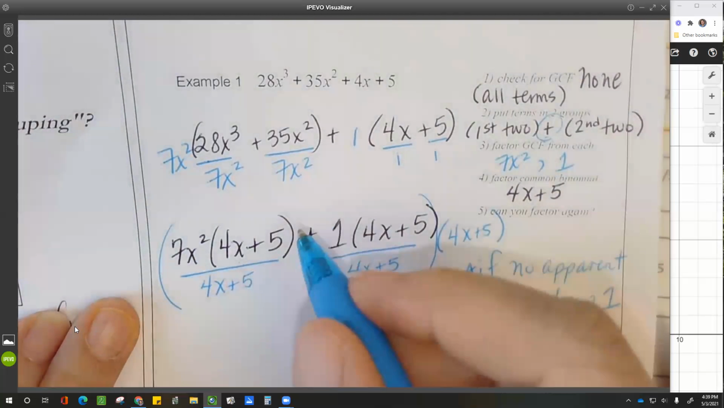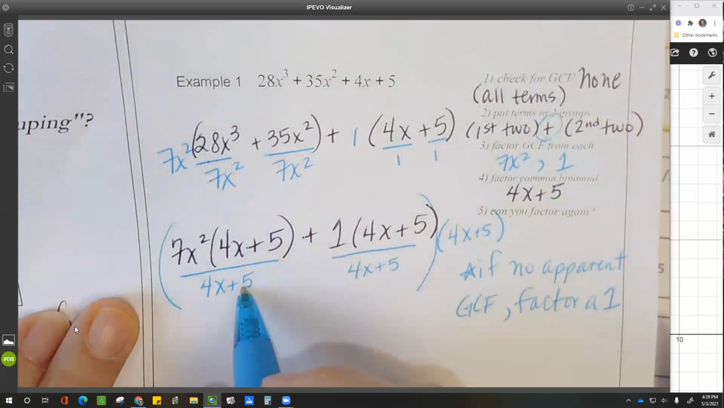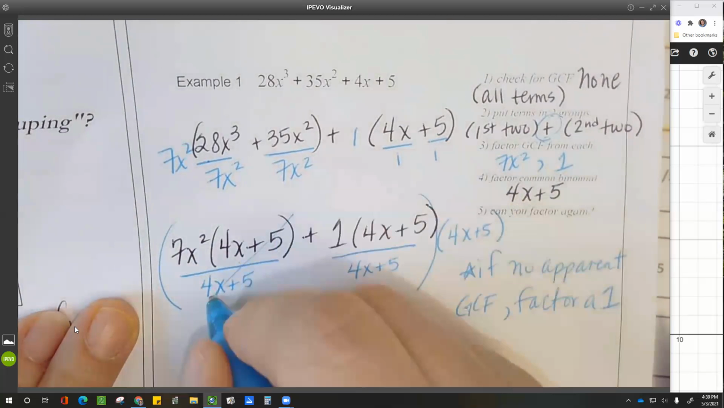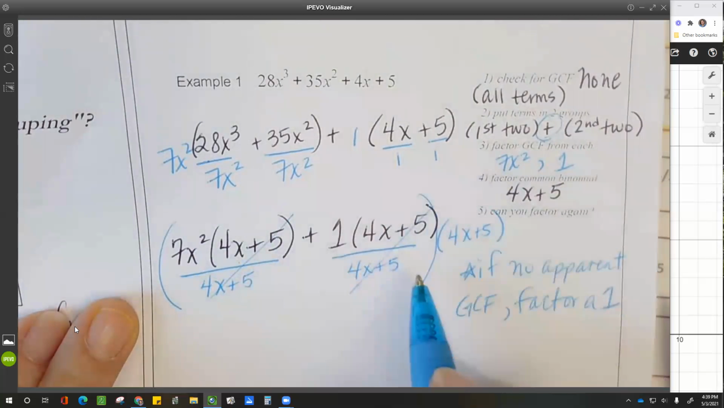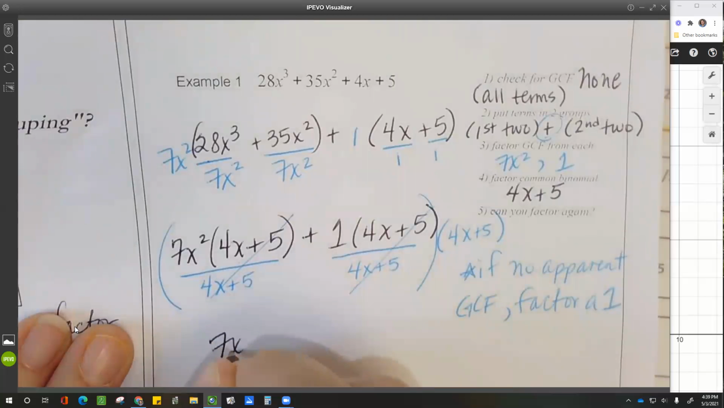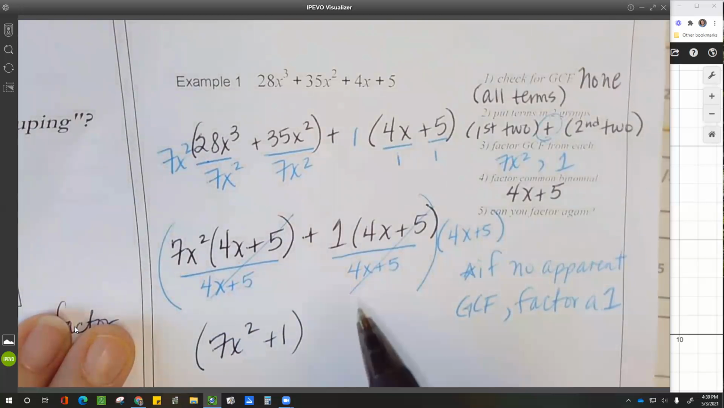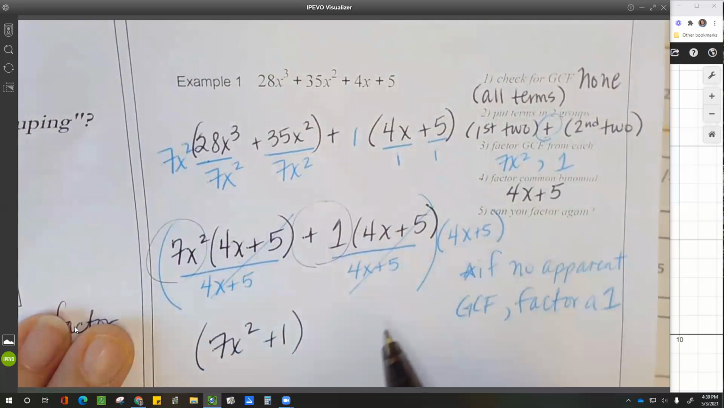I can simplify this now. If I'm multiplying by 4x plus 5 and dividing by 4x plus 5, this will be simplified. It will be eliminated. Really, it's just moved out to the side. So then I write what I have left, which is 7x squared plus 1 here, and 4x plus 5.